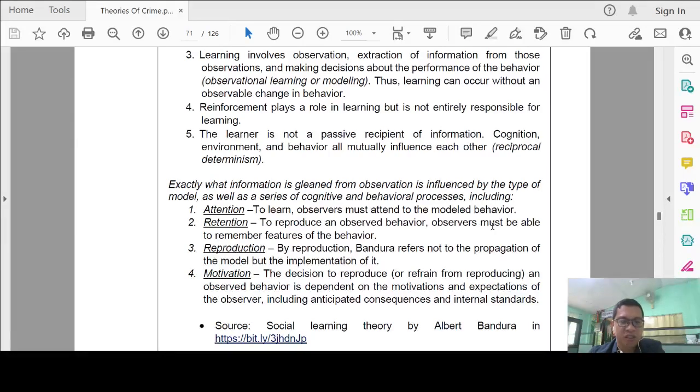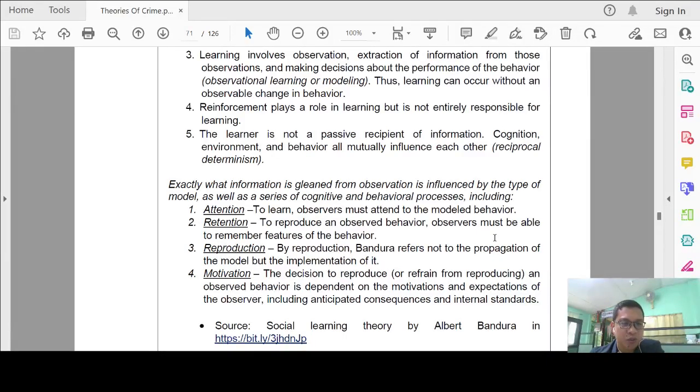Another important series in the process is the retention. How we retain the information. Though we focus, but then we did not retain the information, still, we cannot learn certain behavior. The same with the criminal behavior learning. So to reproduce an observed behavior, observers must be able to remember features of the behavior. So paano ginawa? Anong execution? The same with that. No?